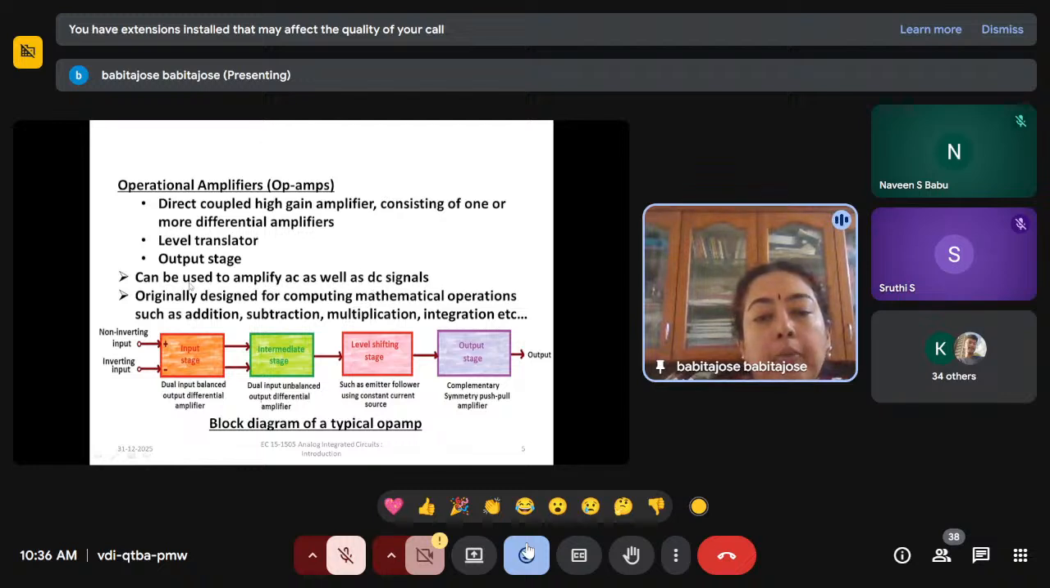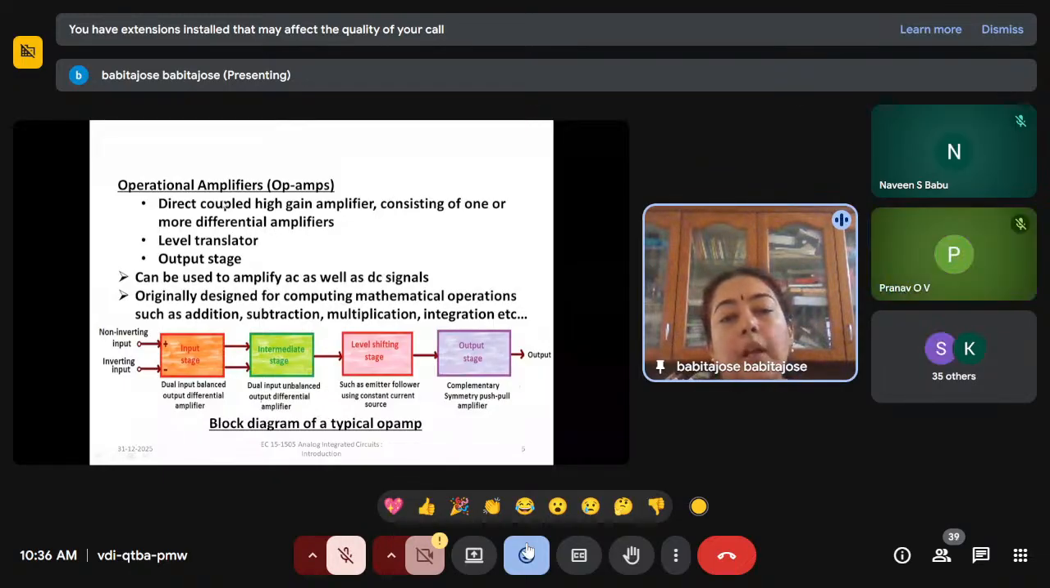An op-amp can be used to amplify both AC as well as DC signals. And why the name op-amp? Because it was initially designed for computing mathematical operations such as addition, subtraction, multiplication, integration, etc. So that's why the name comes as operational amplifier, or in short op-amp. So this is the basic block diagram of any typical op-amp. If you have any doubts or anything to ask, you can interrupt me in between.